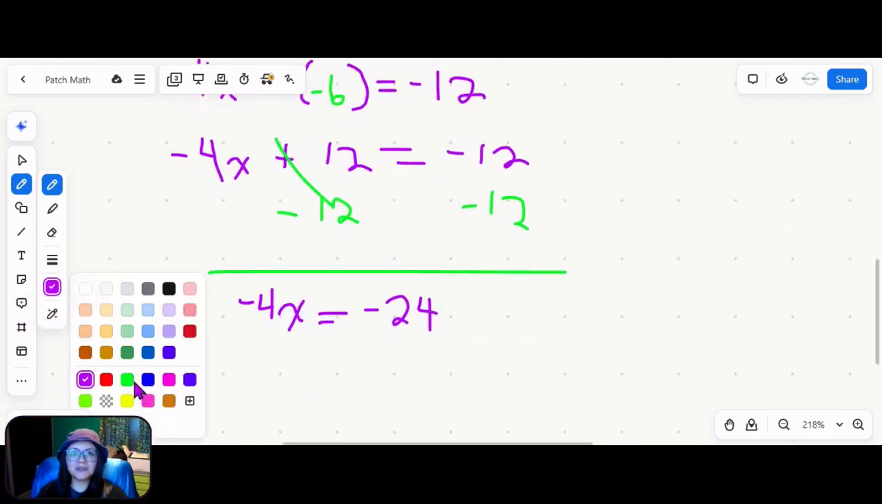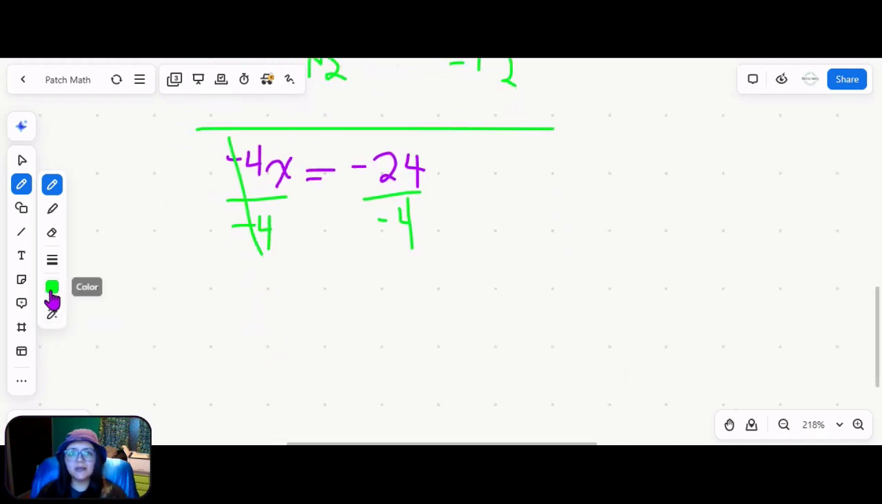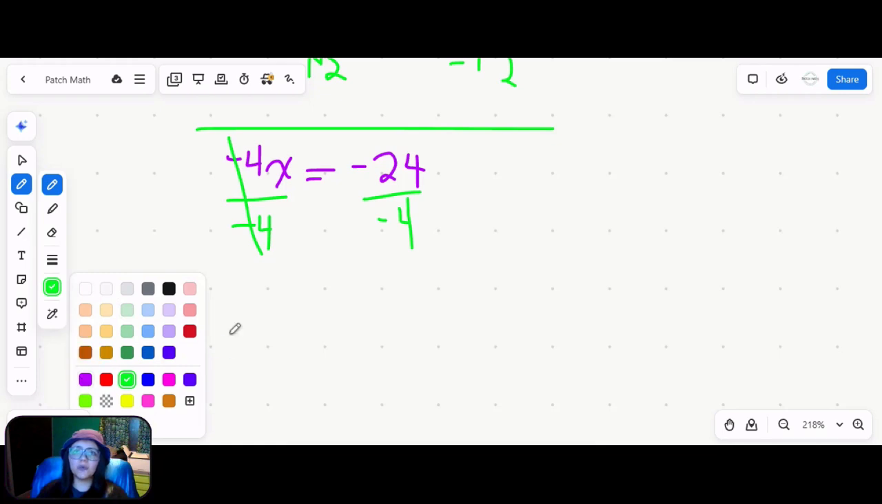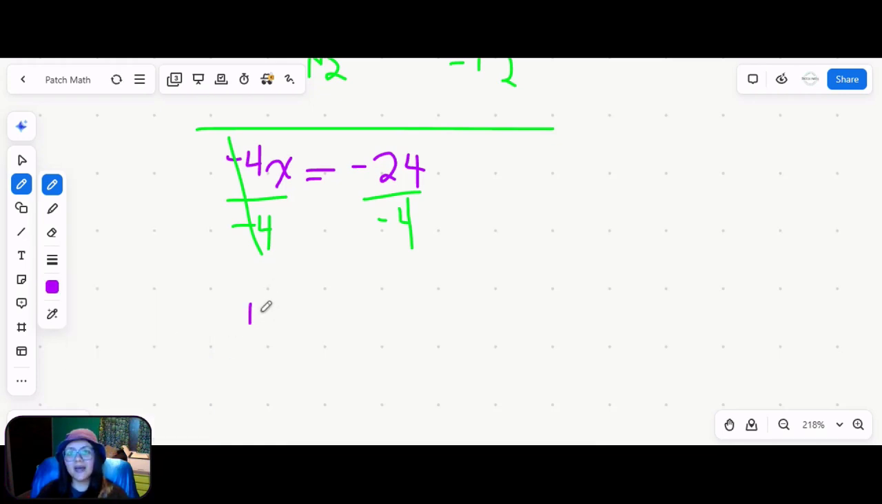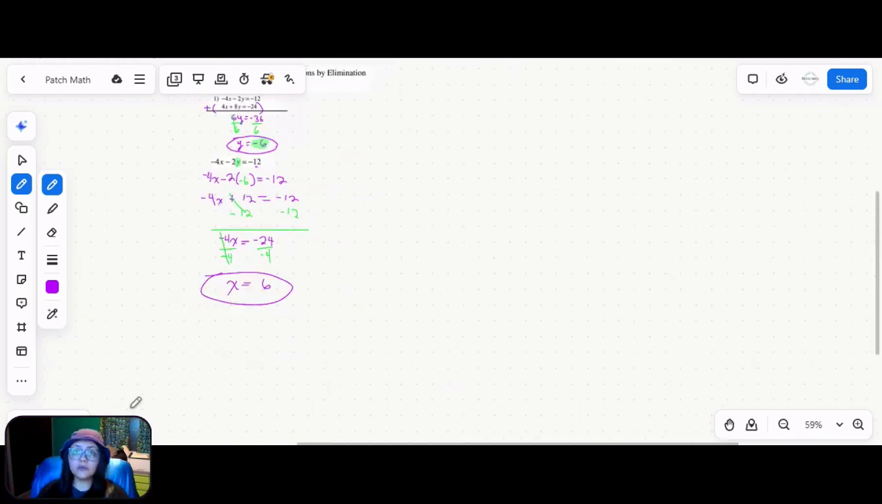And from there, we are going to divide off the negative 4 because it is attached by multiplication to that x. And what we do to one side of the equation, we must do the exact same thing to the other side. Negative 4 divided by negative 4 is 1. 1 times x is just x, so we can write that as x there. All right, and negative divided by negative is a positive, and 24 divided by 4 is 6. And we just found an ordered pair.